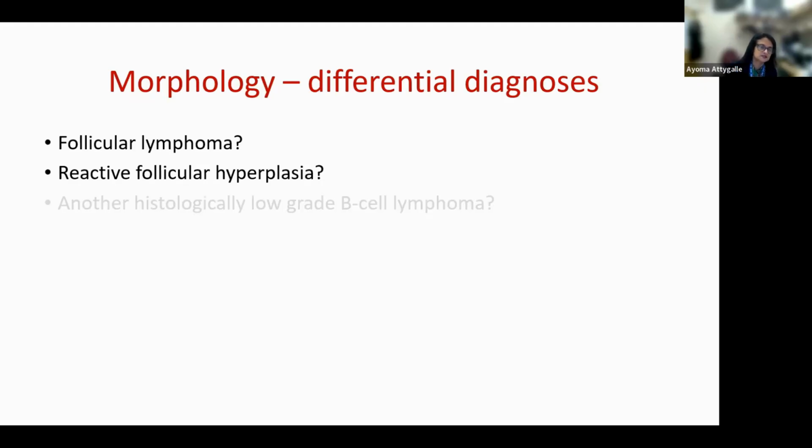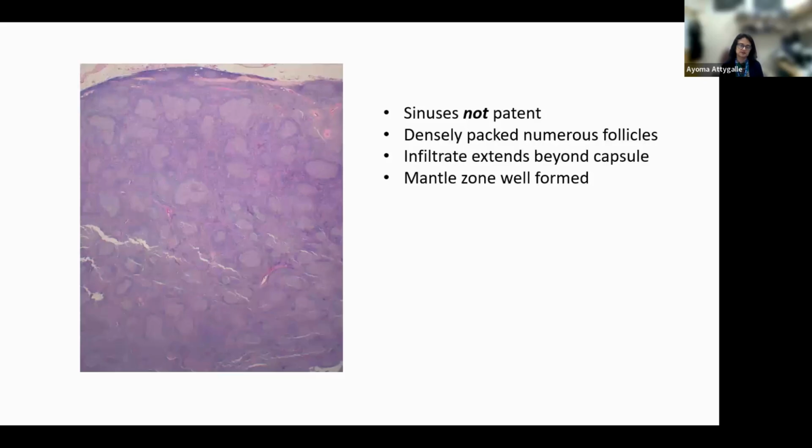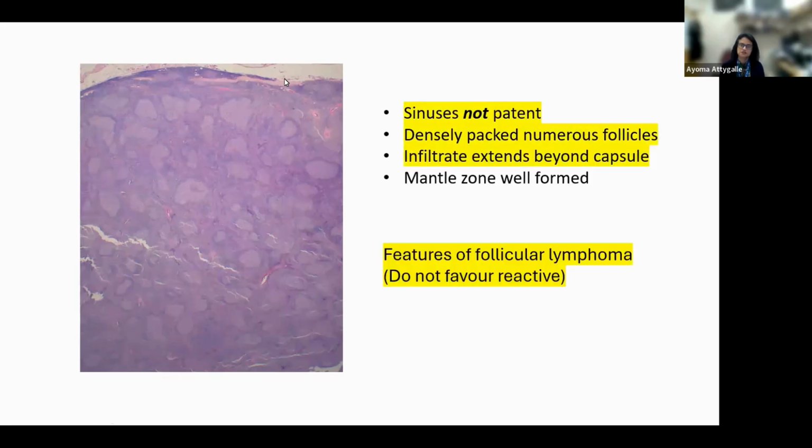So let's just park the third possibility for a minute and focus on these two possibilities, follicular lymphoma versus reactive follicular hyperplasia. If you go back to this case, the sinuses are not patent. It's densely packed with numerous follicles, and this infiltrate is seen to go beyond the capsule. But the mantle zone is well formed. So these three features, which are sinuses not patent, obliteration of sinuses, and densely packed numerous follicles infiltrating beyond the capsule, would favor follicular lymphoma because these features do not favor a reactive process.